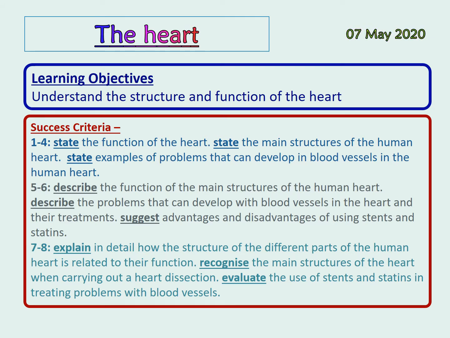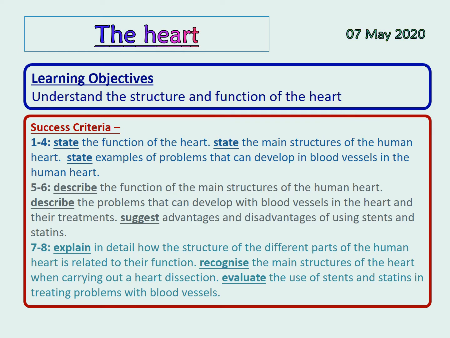Moving that up, so for 5 to 6s, we've got to be able to describe the function of the main parts of the heart. We need to be able to describe problems that can develop with the blood vessels, and also some of the treatments that are available for those problems, and also giving some advantages and disadvantages of some of those treatments. For 7 to 8, we need to be able to explain how the structure of the heart is related to its function. We need to know the different parts of it.